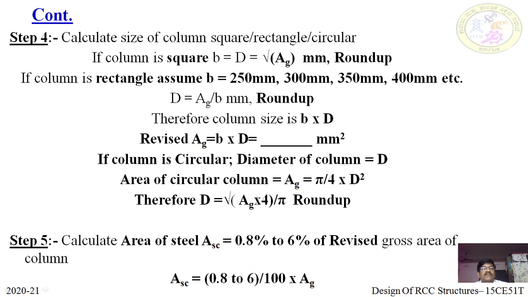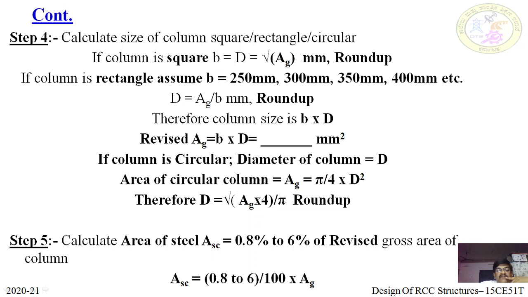If column is circular, diameter is equal to D. Area of circular column is equal to Ag equal to pi by 4 D square. Therefore, D equal to square root of Ag into 4 divided by pi. Round off this diameter. Again, we have to calculate the revised area of circular column.